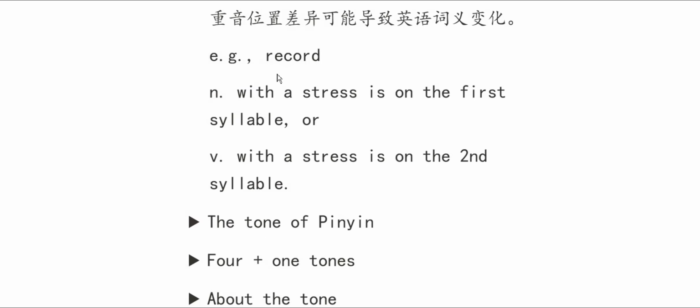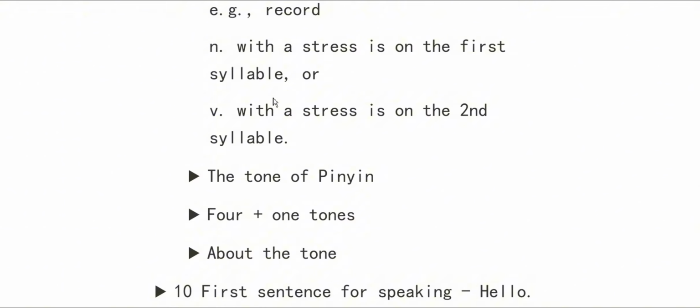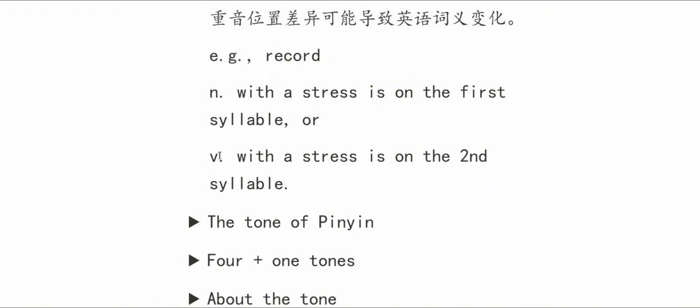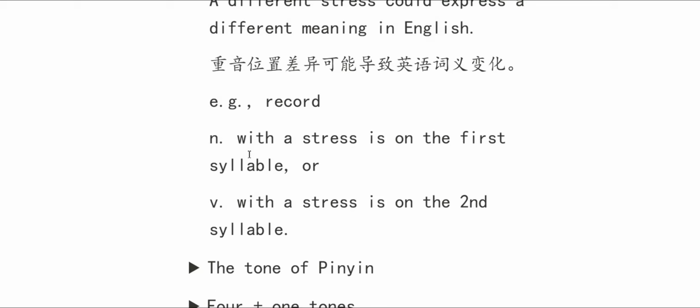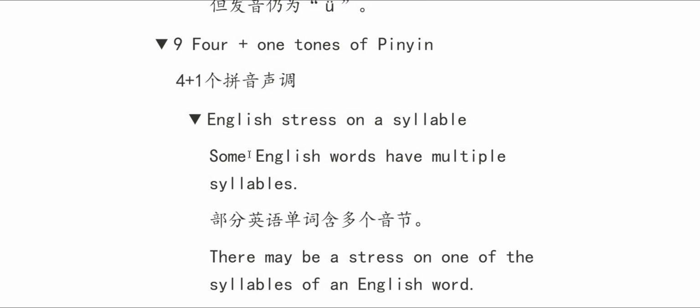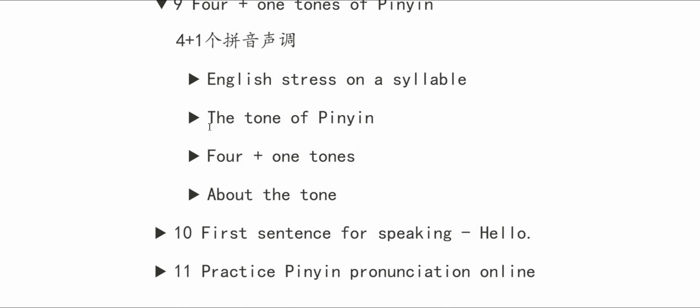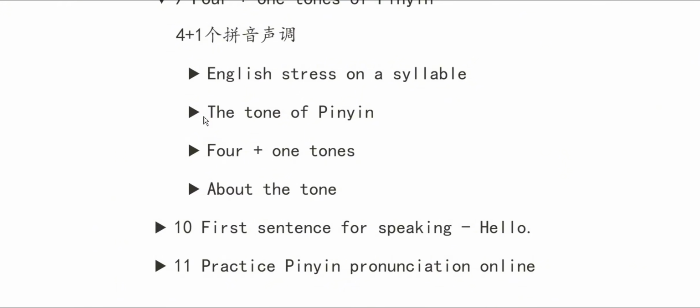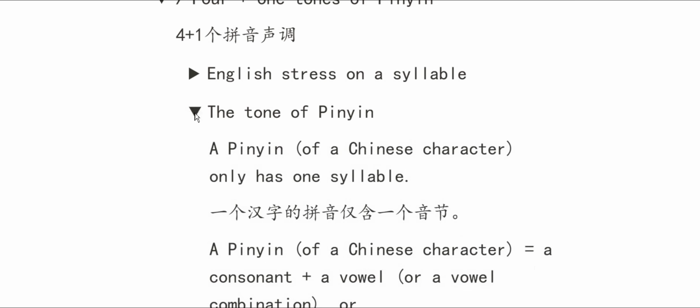But if we pronounce it with a stress on the second syllable, so like record, it will be a verb, to record a tape or some music. So we can see we can have stress on a syllable for English. Similarly, we will have tone for Pinyin, very similar to stress in English.